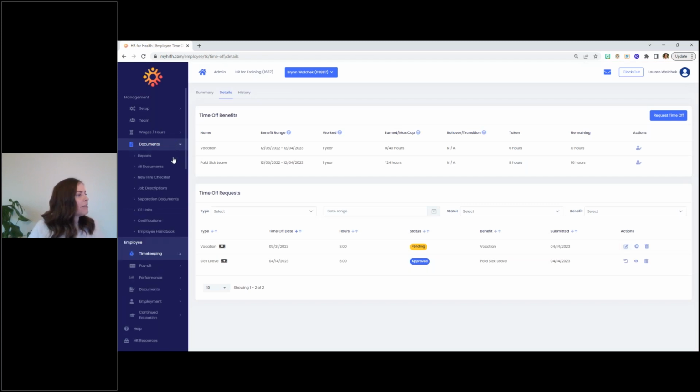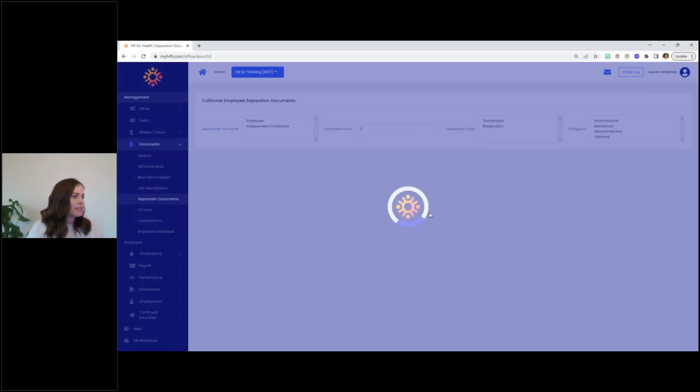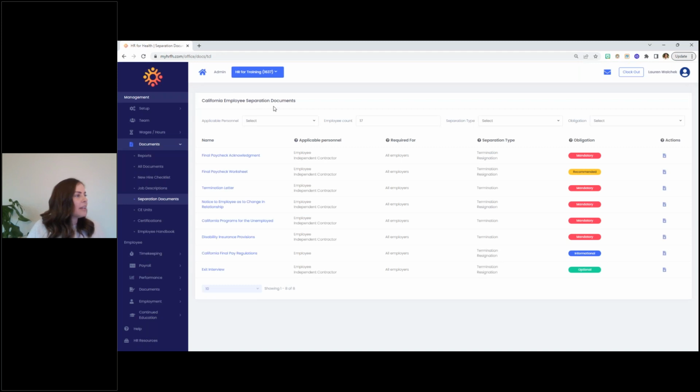The next thing I want to walk you through is the separation documents that I just went over. Again, it's going to be based on the state that you're located in. This account is California specifically. It'll have all of the documents here. You can hover over to see what the specific document is.